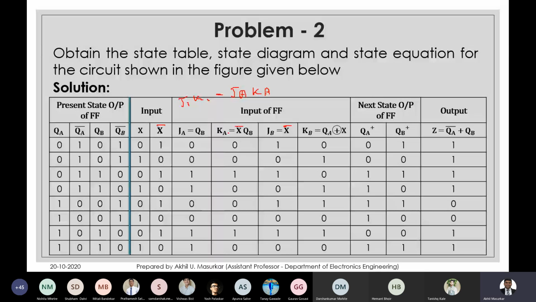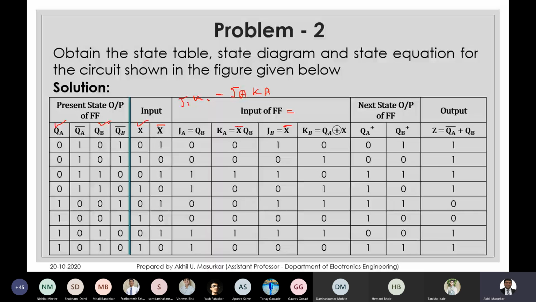So here you can see KA depends on X bar, JB depends on X bar. So we require not just X, we require X bar also. Actually we can write just QA, QB and X. But somewhere here the input of the flip-flops might have terms which are complementary. So that is why we are calculating this upfront.